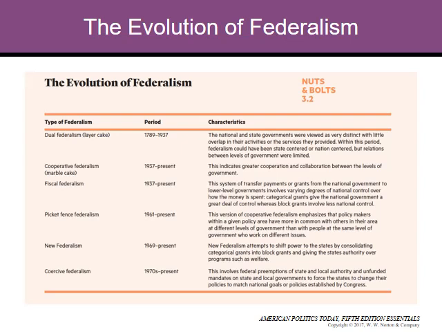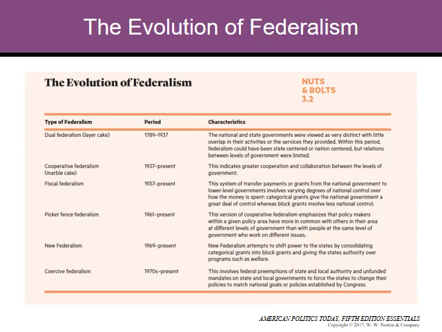Fiscal federalism, again from 1937 to the present, starting in the Great Depression, is the system of transfer payments or grants from the national government to lower level governments, which involves varying degrees of national control over how the money is spent. You have categorical grants, which give the national government a great deal of control, and block grants, which have less national control and more state control. So states like block grants, and the federal government, federal bureaucracies, if they want to impose a policy over the states, like the categorical grants.